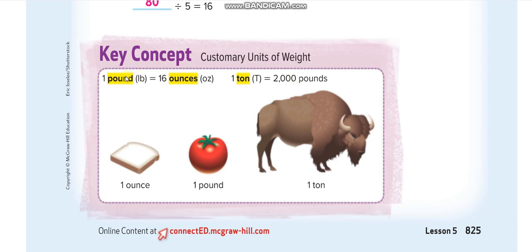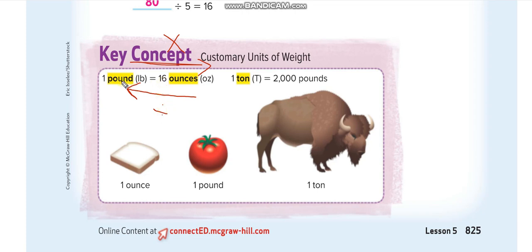Now if you are converting from pounds to ounces, from a larger unit to a smaller unit, what will you do? You guys know that you multiply. Multiply by what? By 16. Okay, from a larger unit to a smaller unit, multiply. And if you are converting from ounces to pounds, from a smaller unit to a larger unit, what will you do? Divide by what? 16. Okay, from larger to smaller times 16, from smaller to larger divide by 16.